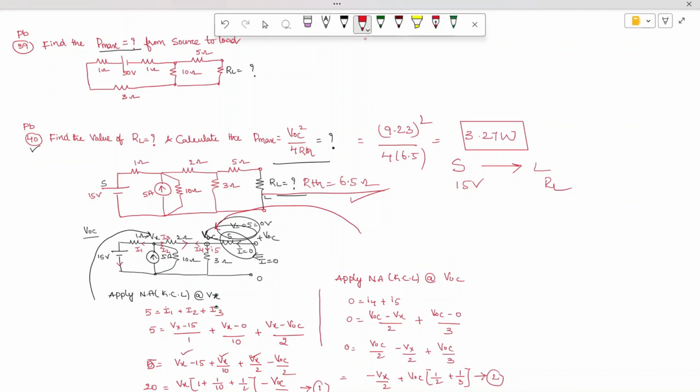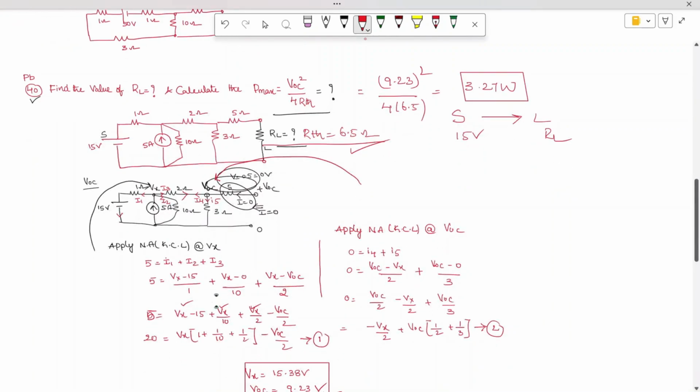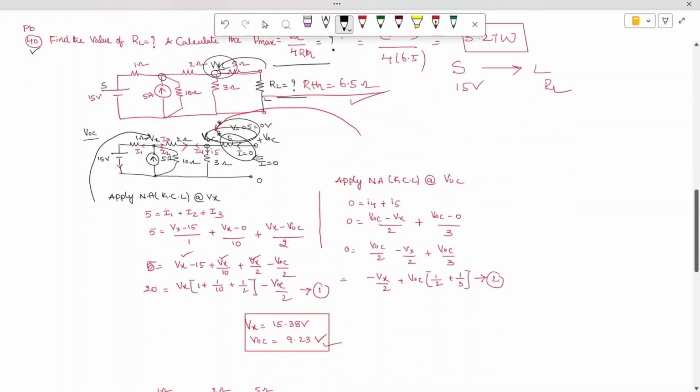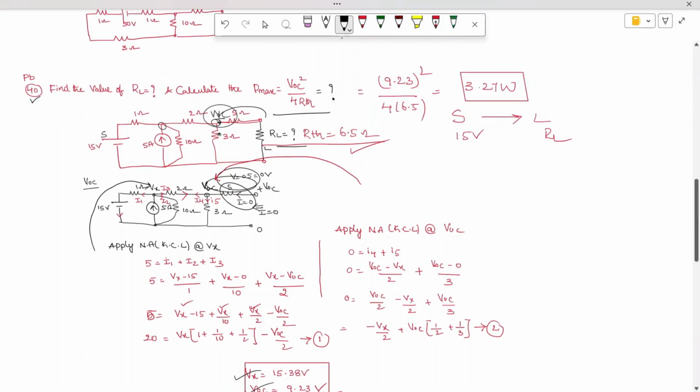So just a simple logic, I just removed it. This will act as a short circuit, and this node will come to here, and this will act as VOC. So this is one new node, this is another new node. To find these unknown nodes, I applied nodal analysis, then I found the value of Vx as well as VOC. So one part of the solution, VOC, is completed.